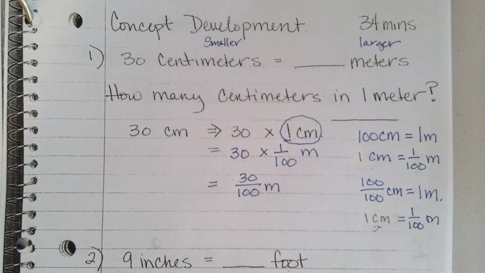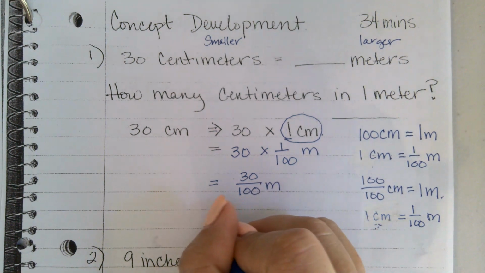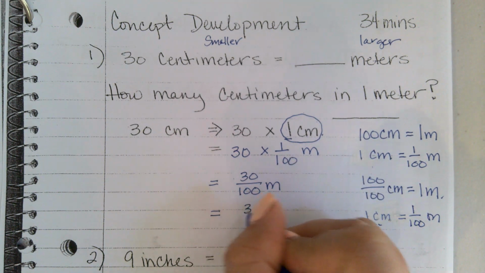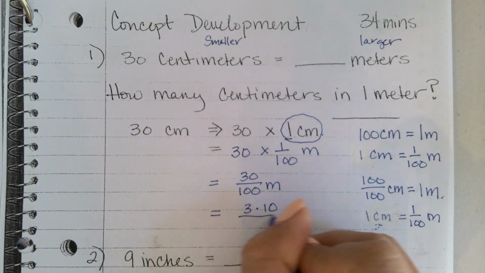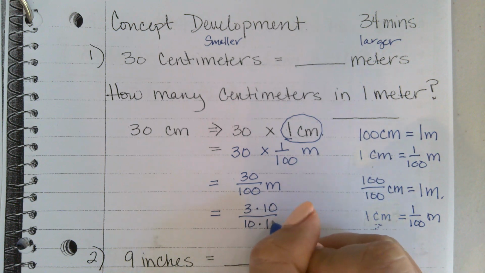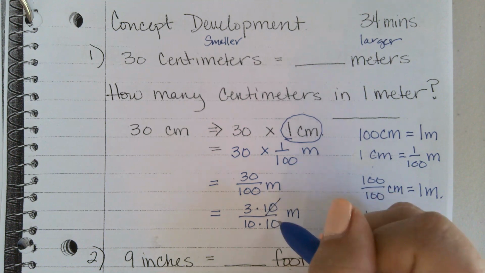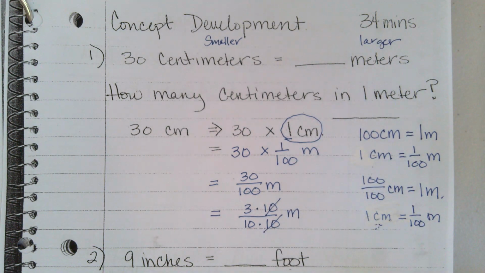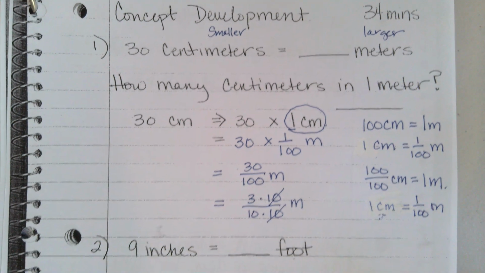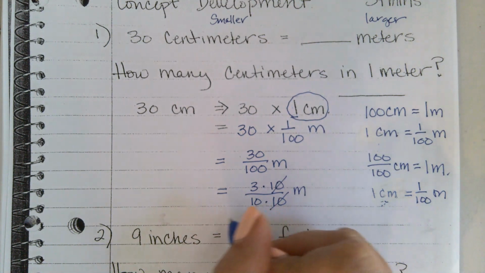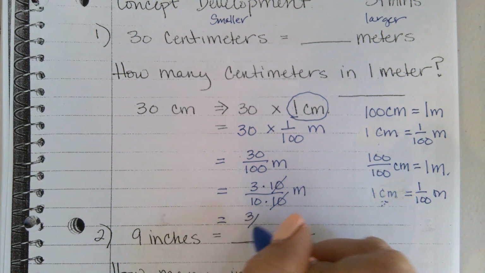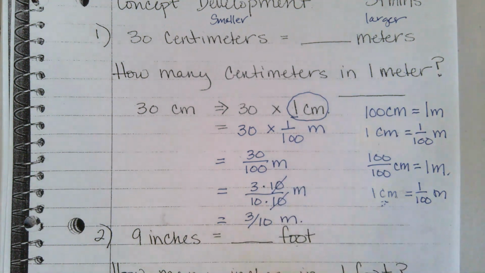So writing it out as a fraction, and now how could we reduce that into simplest form? Well, let's think about this for a minute. 3 times 10 and 10 times 10, right? We can cross off those 10s, right? They cancel each other out and make 1. So now we end up with 3/10 of a meter.